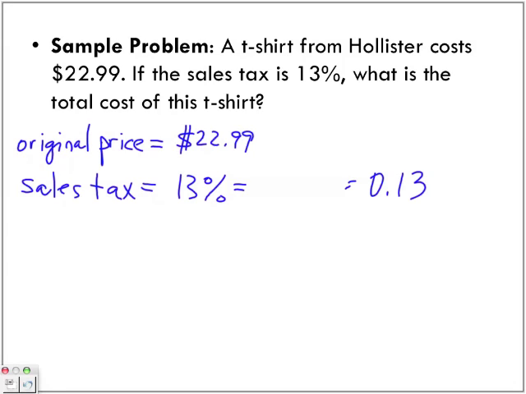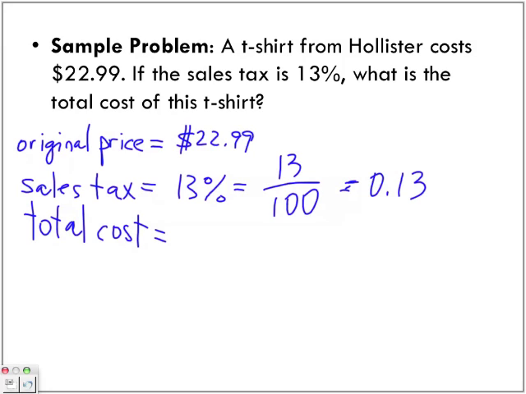What do you think's in between there? 13 over 100. Right? So, what is the total cost of the t-shirt? What is it asking us for? Obviously the total cost. Do we know it? No. That's what we try to find. That's our question mark, or that's our X value.